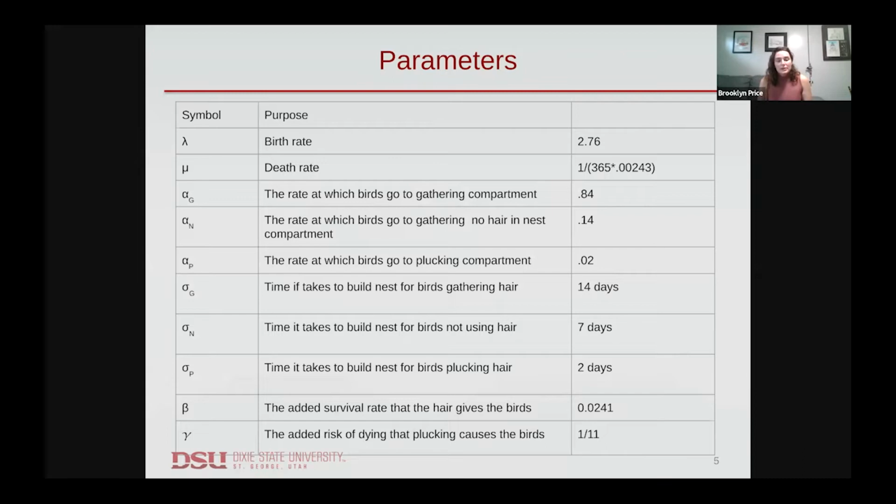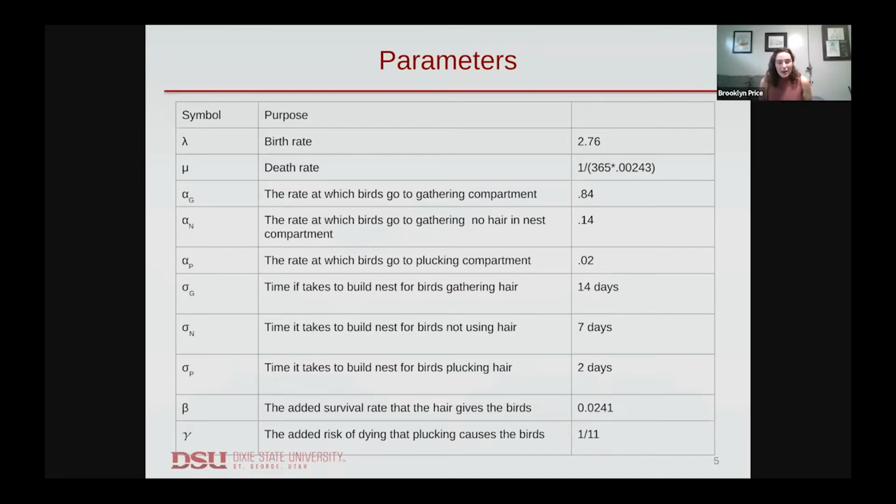These are some parameters that we attained. A lot of these we got through research, and some of them we found through estimation with confidence intervals. Something fun to note is the time it takes to build a nest. We did some research, and it takes 14 days for birds to build a nest just from gathering hair, and 7 days to build a nest for birds that are not using hair. And it takes 2 days to build a nest when you're plucking hair. I thought that was pretty interesting, because 2 weeks, a week, and 2 days doesn't seem like a lot of time to us, but the average lifespan of a bird is around 2 years. So those 2 weeks are a lot of time for them.